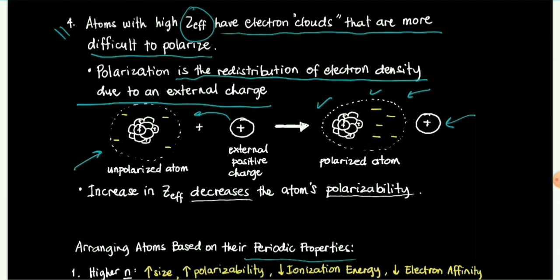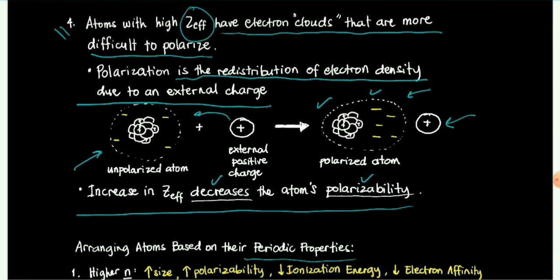Kasi hindi ganun kalakas yung force of attraction. So, madali lang masway yung electrons kapag meron kang external charge. Pero kapag mataas yung effective nuclear charge, mas matigas yung electron density. So, mahihirapan kang i-polarize yung mga ganung atoms. Okay? So, therefore, increase in the effective nuclear charge decreases the polarizability. Mas mahirap i-polarize ang mga atoms na may mataas na effective nuclear charge.